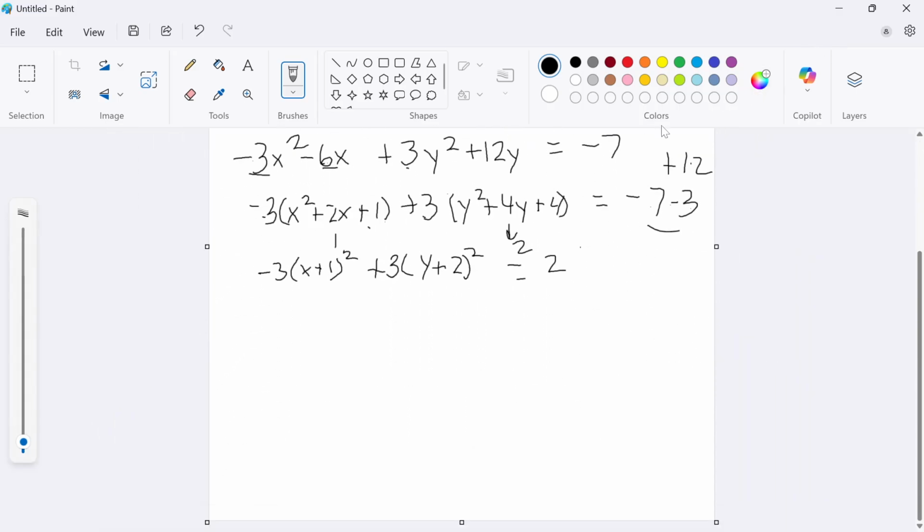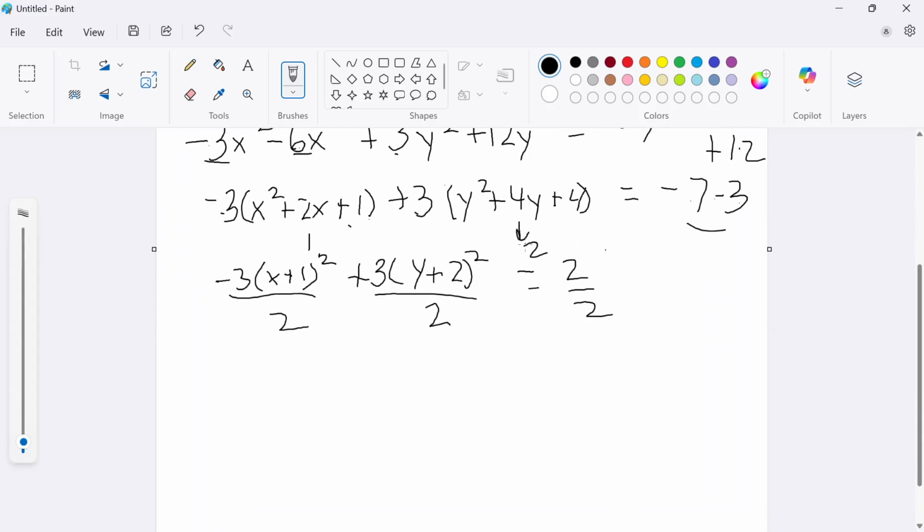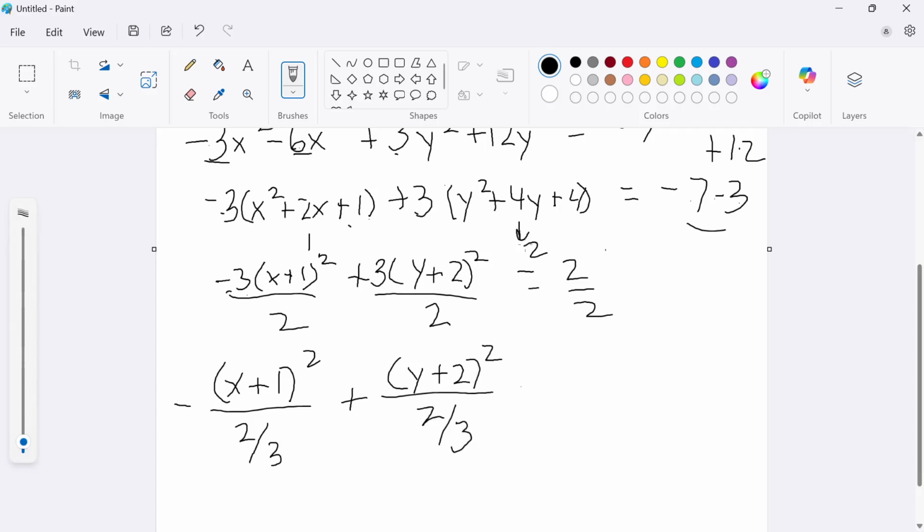All right, now I have to divide everything by 2 because I want this to equal 1. So I want to get rid of that negative 3. Negative 3 divided by negative 3 is 1, so that gives x plus 1 squared. 2 divided by negative 3 is negative 2 thirds. Well, I guess I'll put the minus over here, minus 2 thirds. And then 2 divided by 3 is 2 thirds, so plus y plus 2 squared divided by 2/3 equals 1.